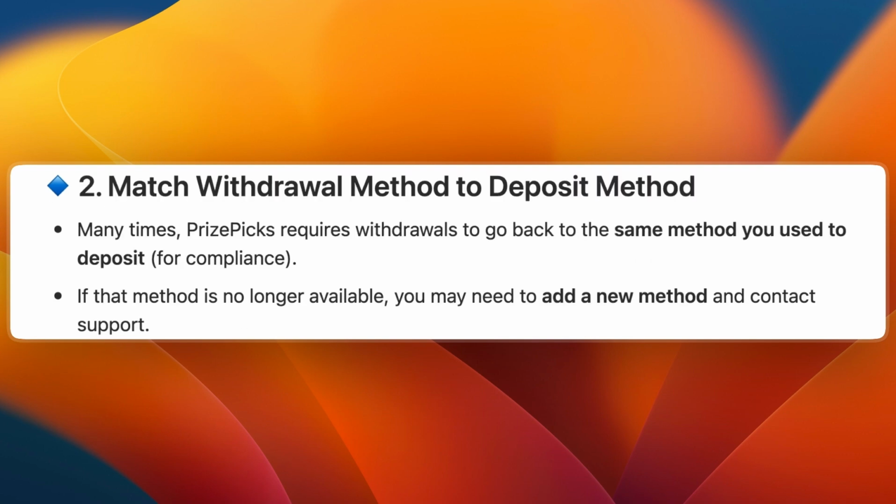Next, go to match the withdrawal method to the deposit method. Many times PrizePicks requires withdrawals to go back to the same method you used to deposit for compliance. If that method is no longer available, you may need to add a new method and contact support. But for example, if you deposited using PayPal, go and try also withdrawing with PayPal.